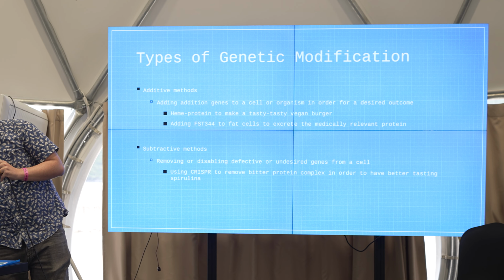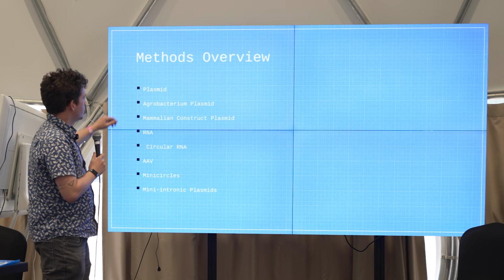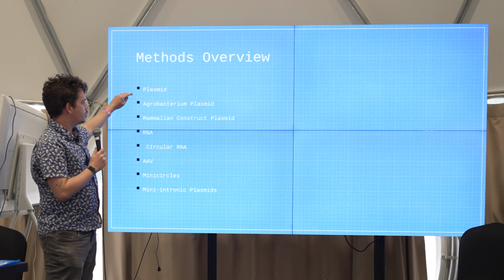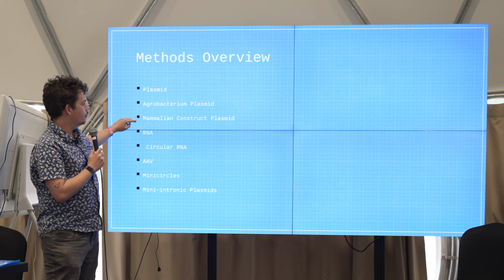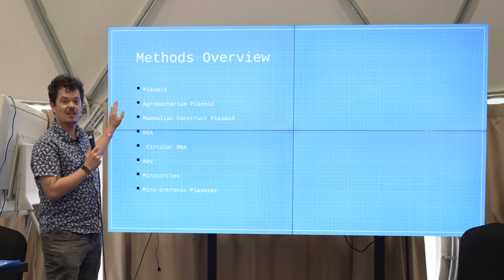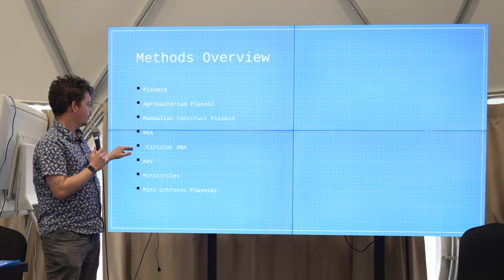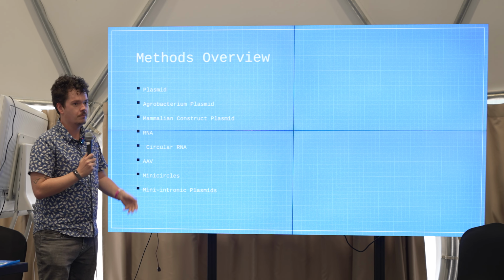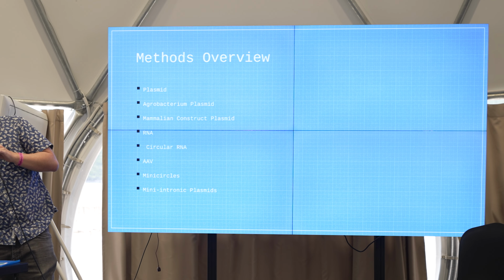So let's get into it. Just a little overview of what we'll go through. We'll go through the basic bacterial plasmid, agrobacterium plasmids for plants, and mammalian plasmid constructs. There's going to be a lot of glowing stuff in this slideshow. We're going to go through RNA, circular RNA, AAV, minicircles, and mini-intronic plasmids, just to name a few. It's going to be a while, folks.